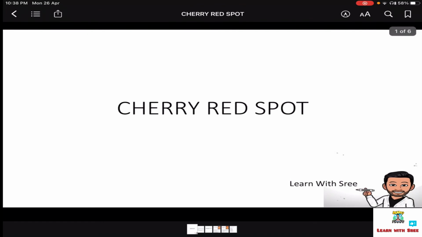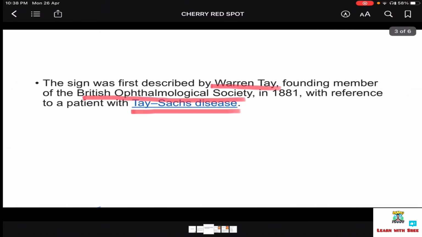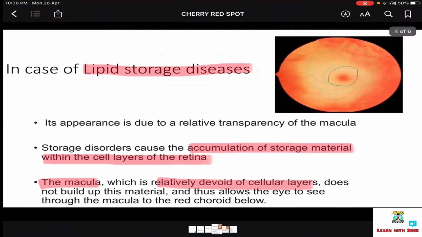So let's revise once again. What is a cherry red spot? It is a finding in the center of the macula. It is mainly due to lipid storage disorders and central retinal artery occlusion. Coming to the definition, three important points: the retina in the foveal region is thin, and through that thin retina you can see the vascular choroid shining, and the surrounding retina is pale. Next slide. It was first described by Warren Tay, one of the founding members of the British Ophthalmological Society, and he found this sign first in a Tay-Sachs disease patient.